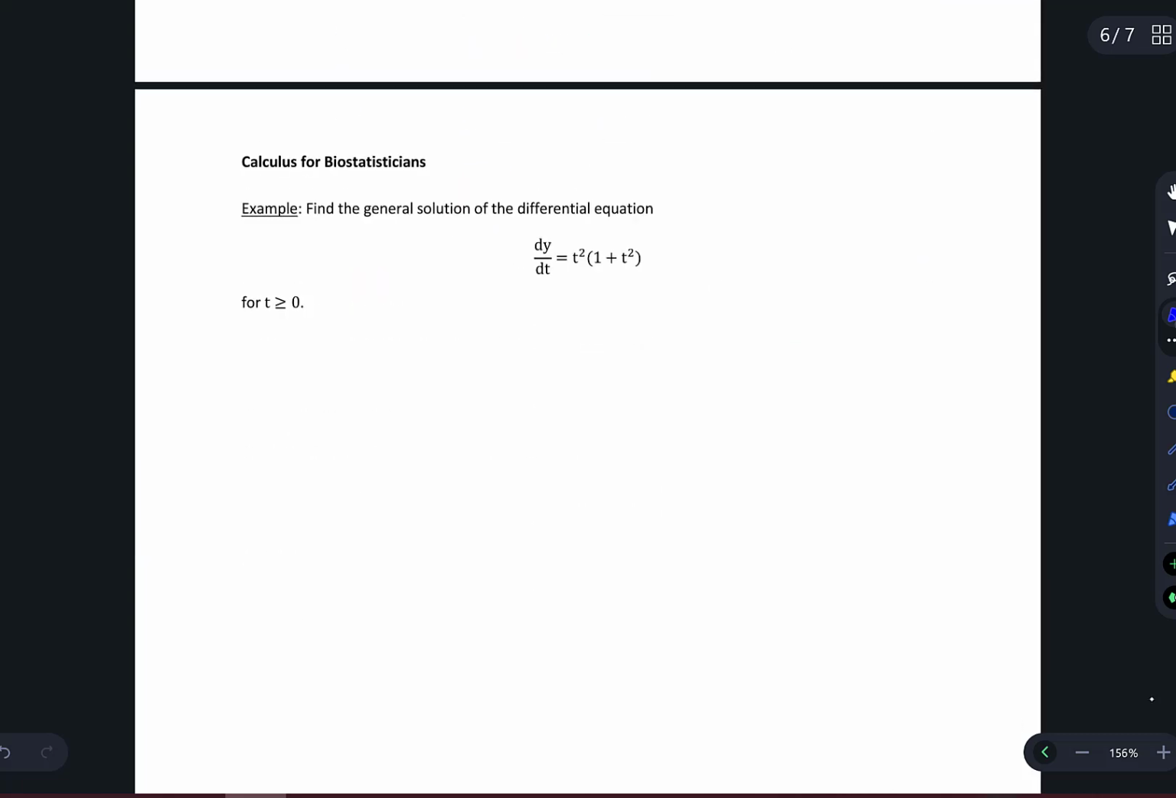All right, so let's look at just a couple more examples. Again, we're going to find the general solution of a function. If your textbook asks you to find the general solution, this is the exact same thing as finding the antiderivative of the function. So this is the same thing as finding the antiderivative of the function f of x equals t squared times 1 plus t squared.